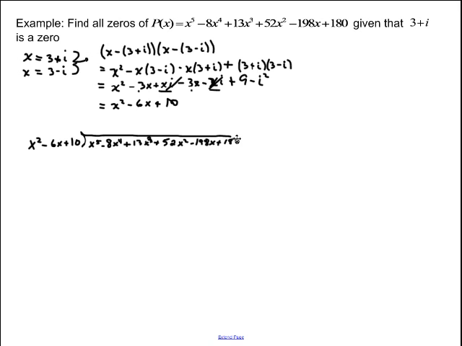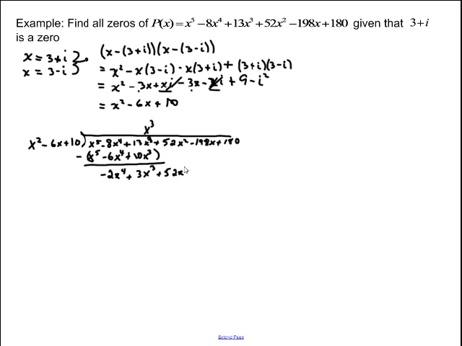All right, let's see what we get here. We know that x squared has to be multiplied by x cubed to get x to the fifth. So we're going to put 1x cubed here. That's going to give us x to the fifth minus 6x to the fourth plus 10x cubed. So we're going to subtract those out. What are we left with? Well, this is going to be negative 2x to the fourth plus 3x cubed. And I'll bring down the 52x squared.